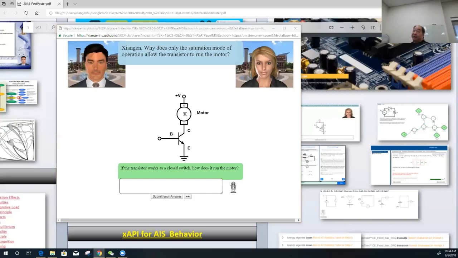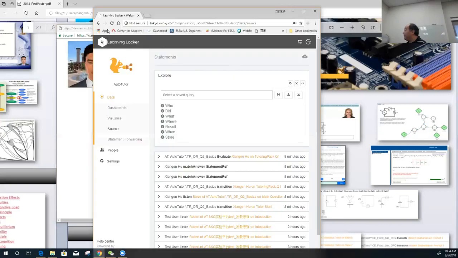Okay, so that's a typical kind of interaction, right? Now I'm going to show you what data have been recorded. The clock is wrong, so this is not 8 minutes ago. This is actually current. If this is a learning locker, we have statements that basically say who did what, and so on. This is a typical kind of statement.